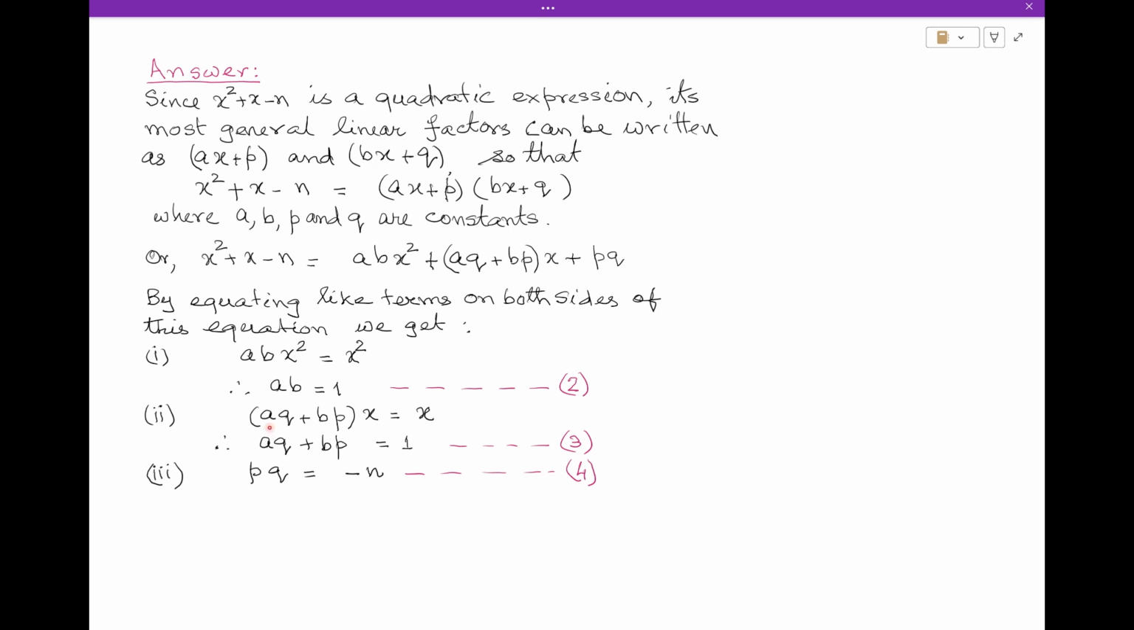Then aq plus bp multiplied by x is equal to x. Therefore, aq plus bp is equal to 1. Let us call it equation 3. And the last is pq is equal to minus n. Let us call it equation 4.